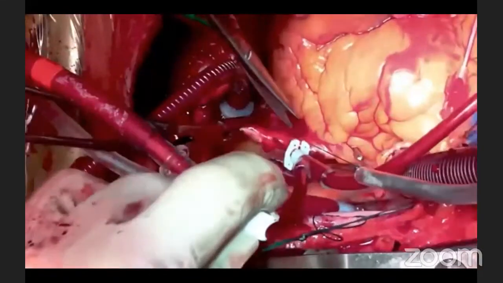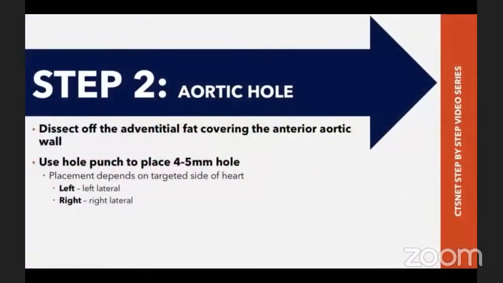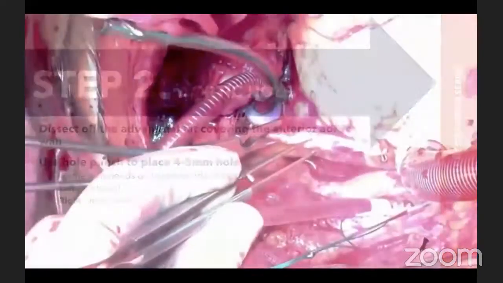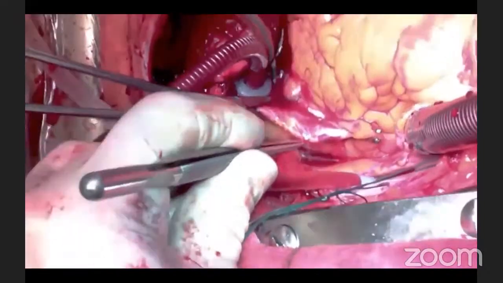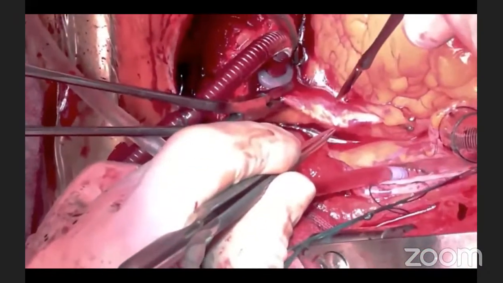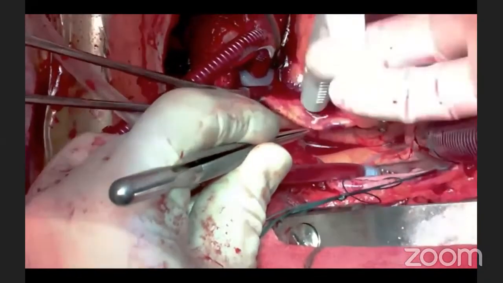The combined cannula is removed with its purse string, and its hole is used for proximal anastomosis. We then proceed to prepare the site. Start by dissecting off the adventitial fat overlying the aorta's anterior wall. Then after making a small incision, use a hole punch to make a small 4 to 5 millimeter opening in the ascending aorta.